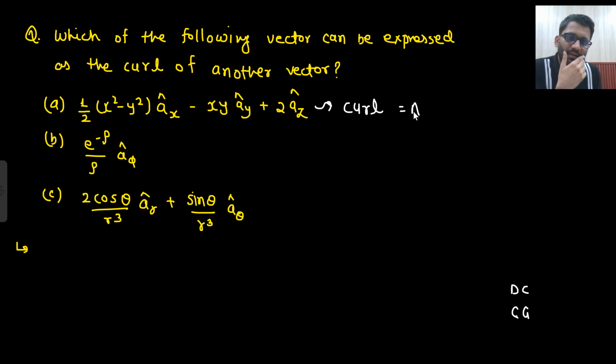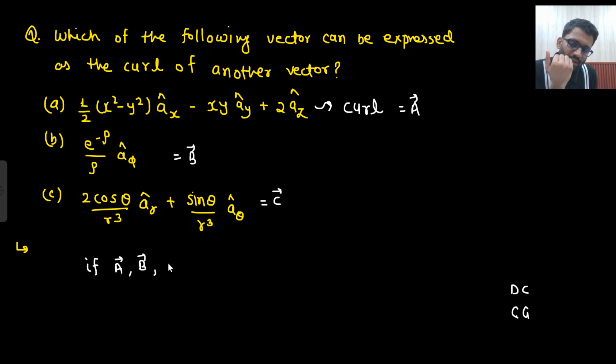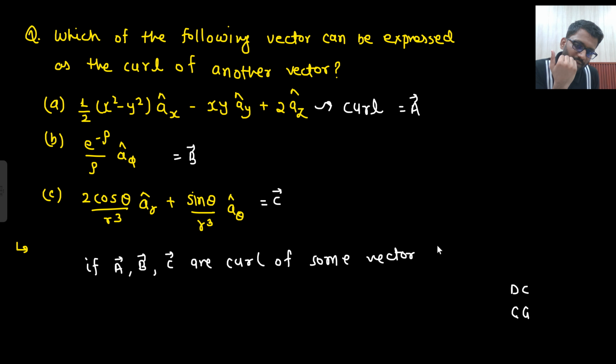I am calling it A vector, B vector and C vector. If A, B and C are the curl of some vector, then the divergence of curl should be equal to 0.